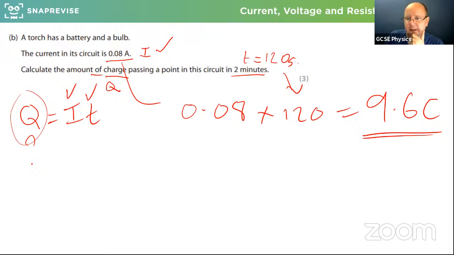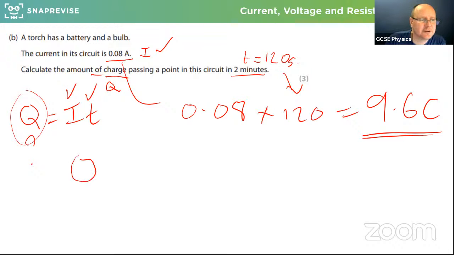And looking at the chat, I think a lot of you have got that and aren't having any problems. Correct me if I'm wrong. No, 9.6 C is good. Q is just the conventional symbol that we use to represent charge.